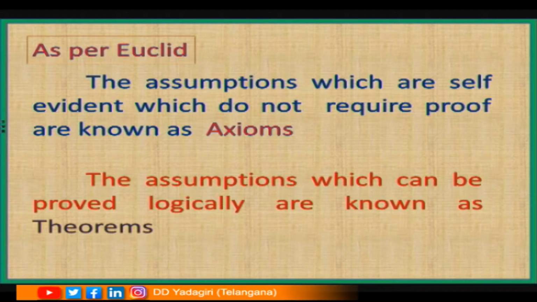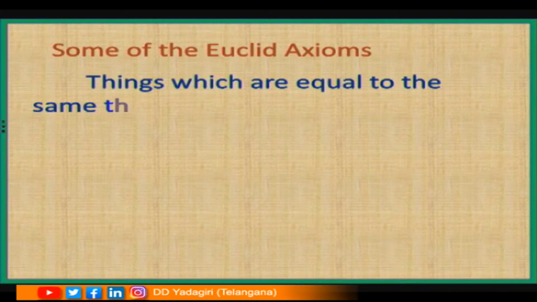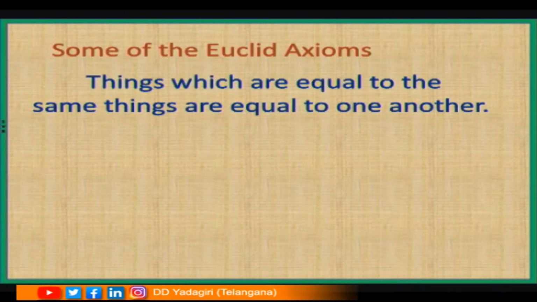That means both seem to be true, both are true in fact, but the thing is that for axioms we cannot give any clear proofs, but for theorems we can give a systematic, step by step proof, isn't it? So now we have to discuss some of Euclid's axioms. We will see here: things which are equal to the same things are equal to one another.